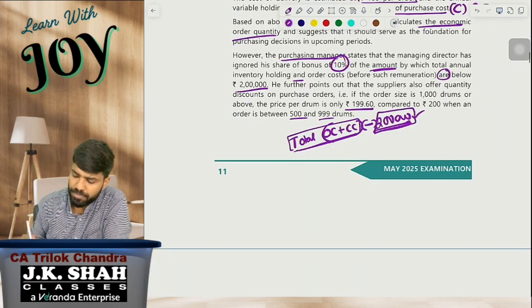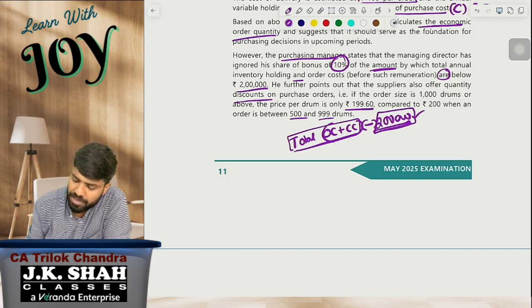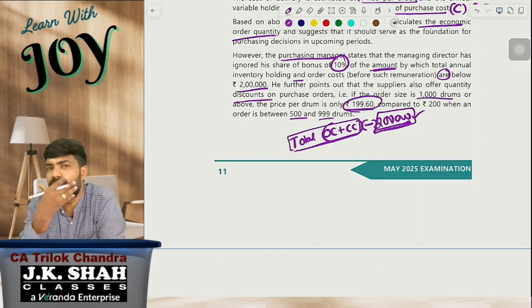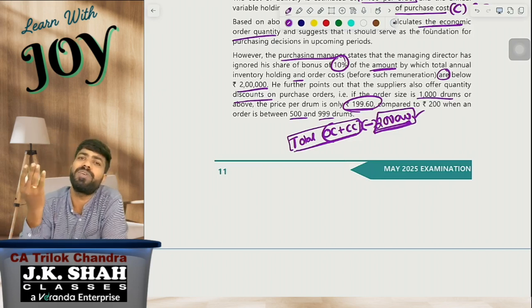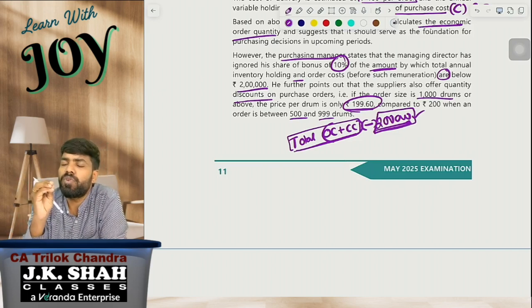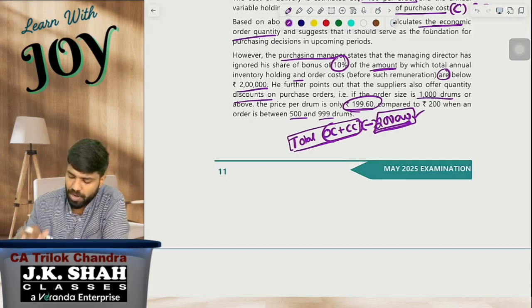Clear? Next. Apart from this bonus condition, they mentioned a discount offer. What is the discount offer? Look at this. If the order size is 1000 drums or above, the price per drum is only 199.60. So the normal price is 200 rupees. If the order size is 1000 drums or more, he is going to get each drum at 199.60. That means a 40 paisa discount. Okay.